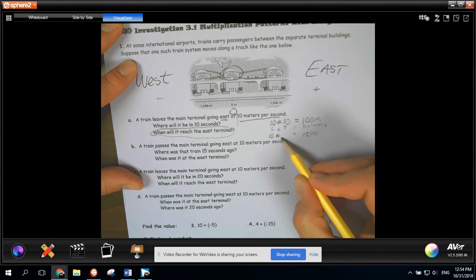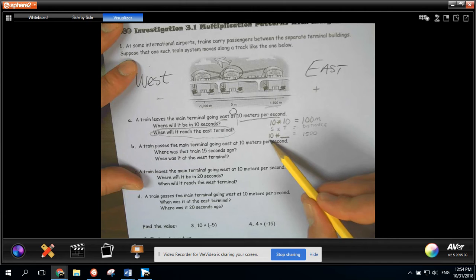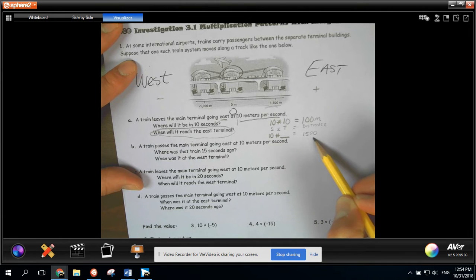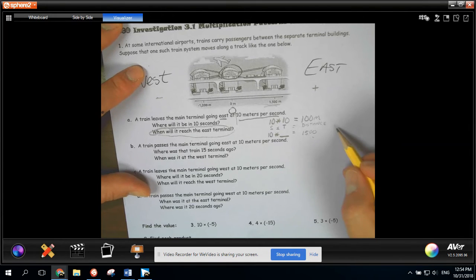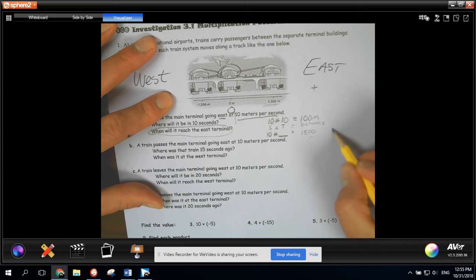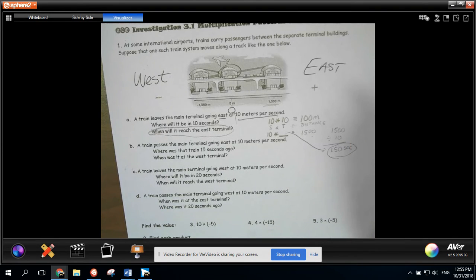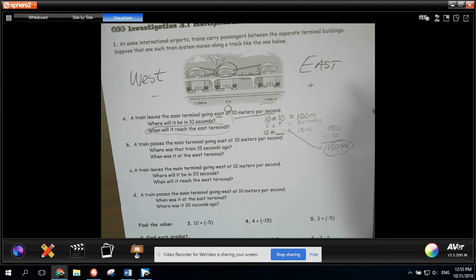So now we're asking ourselves, what times 10 will get us 1,500? Okay, and if you're not sure about that, some people can do that in their head because it's just a bunch of zeros. If you're not sure about that, you can always work backwards. 1,500 divided by 10, and that's going to be 150 seconds. So in 150 seconds, the train will have reached the terminal.